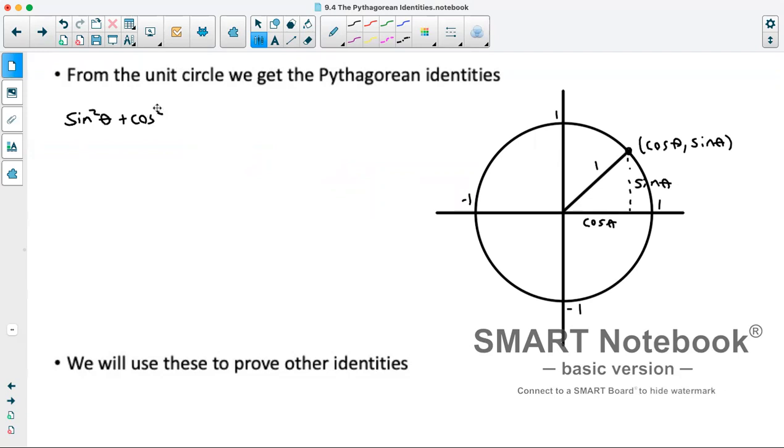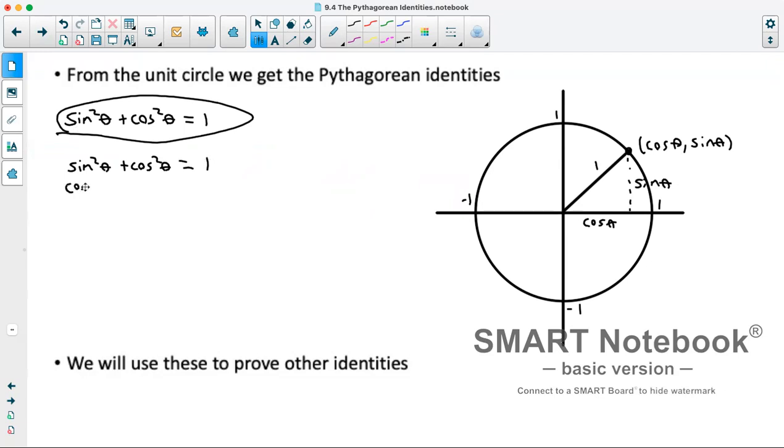plus cos squared theta equals 1. So that's our first identity. This is one of our 3 main identities. Now for our second one, we'll take that equation and divide everything by cos squared theta.